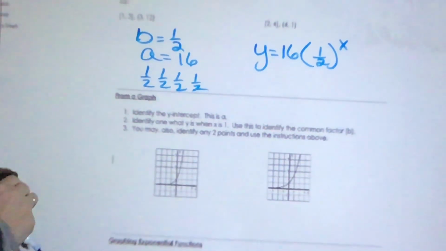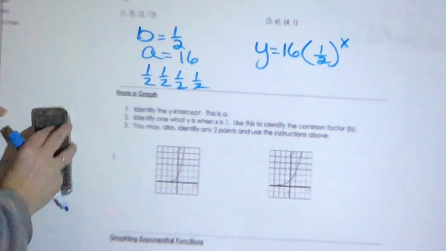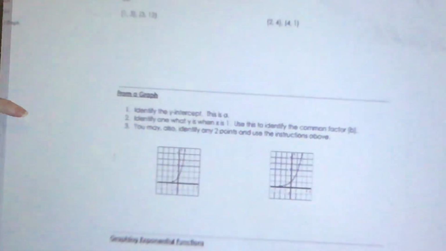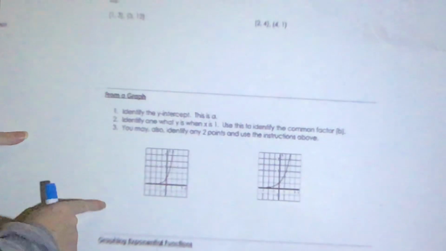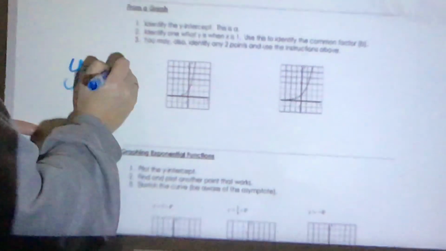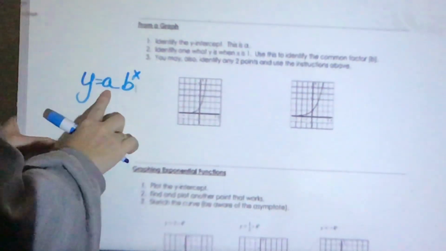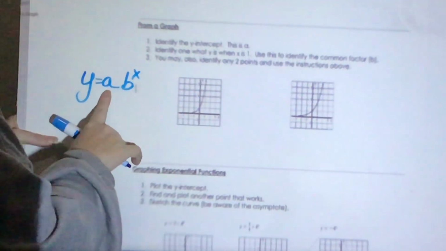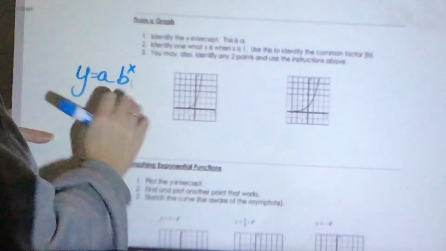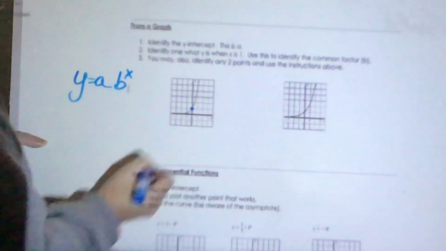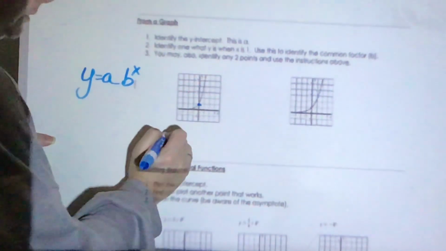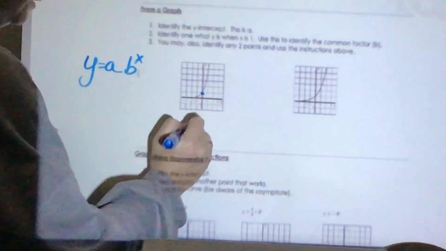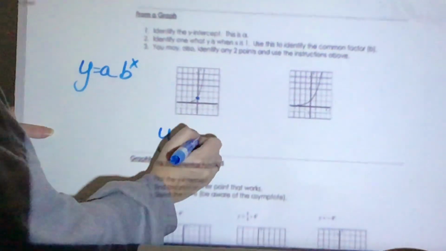Now you want to be able to write an exponential function from a graph. So if we can scroll this up, there we go. So from a graph, you're looking for the two things, your a and your b. Your a is probably the easiest one to identify on your graph. Your a is your y-intercept. So here the y-intercept looks to be 1. So y equals 1 times.